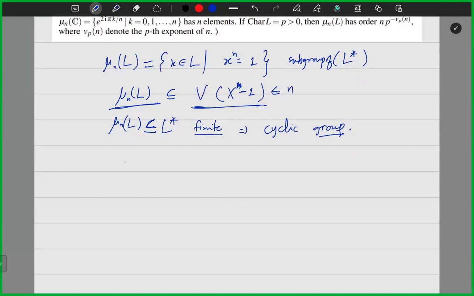Every element of μ_n(L) satisfies x^n = 1. But Lagrange's theorem tells us that for x belonging to μ_n(L), x to the power of the order of μ_n(L) is equal to 1. But this already satisfies x^n equal to 1.